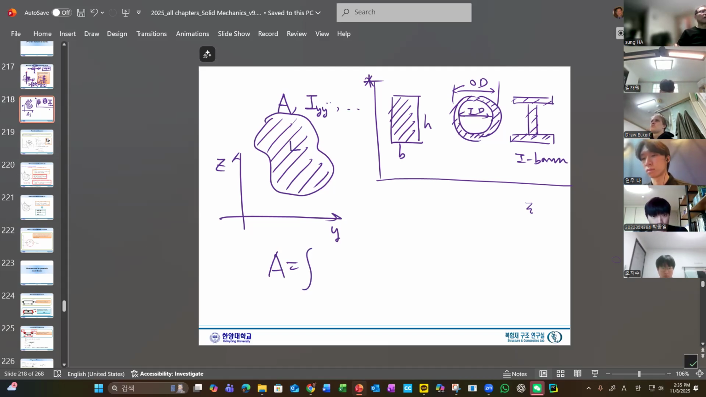It means that we have a cross section, and a small area here, say dy and dz. A is nothing but the integration of dA. So this is the cross-sectional property. We just integrate over all area.